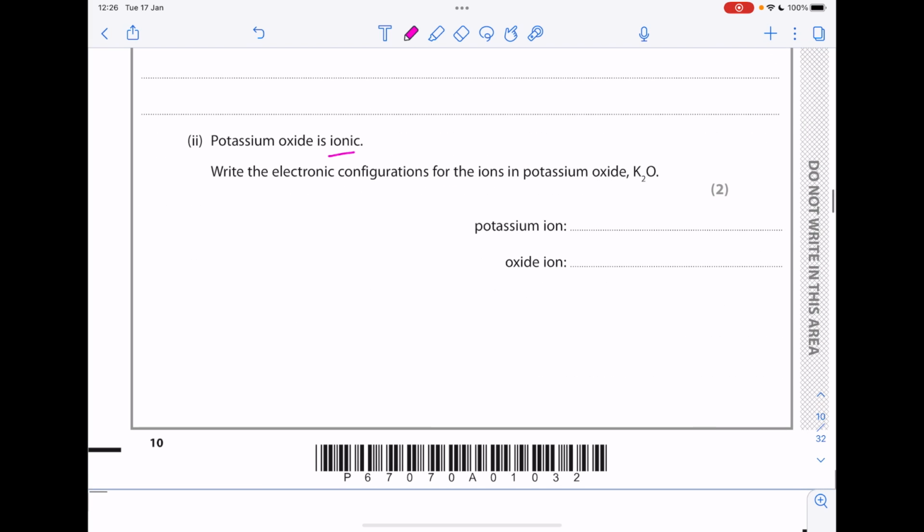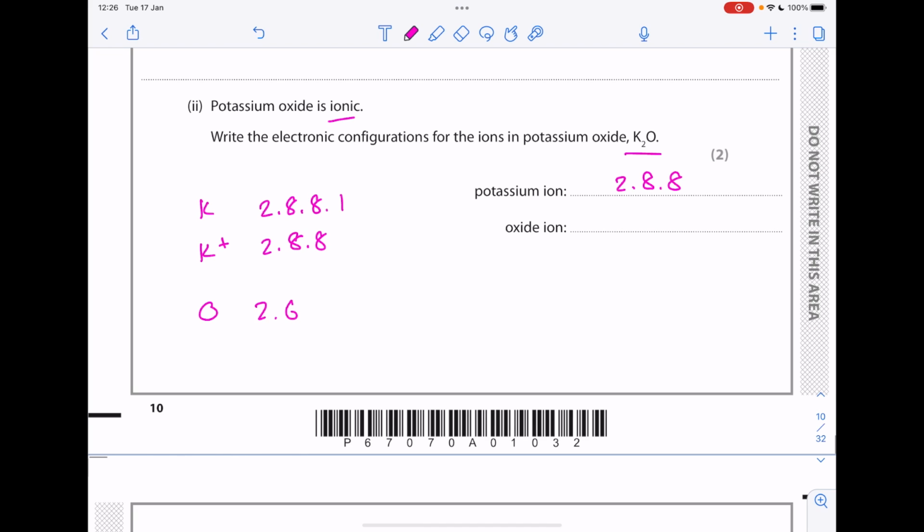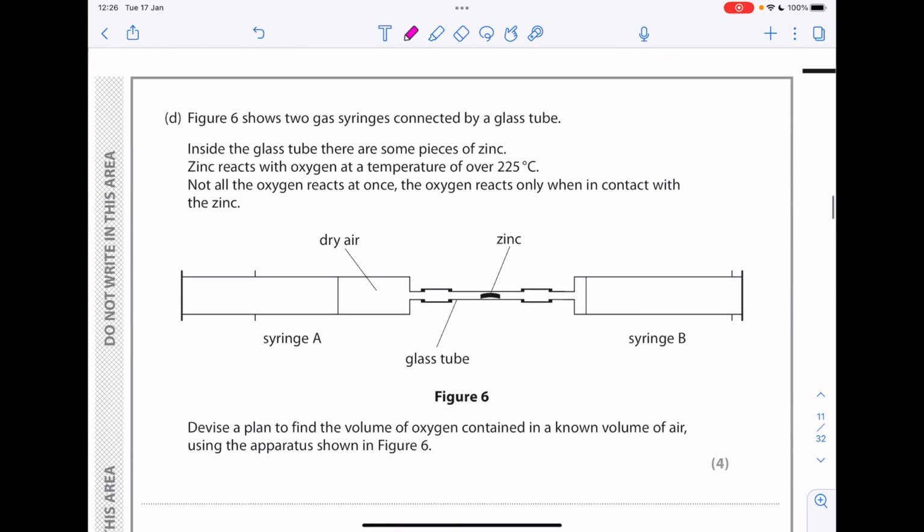Potassium oxide is ionic. Write the electronic configurations for the ions in potassium oxide, K2O. So remember, potassium was 2,8,8,1. Potassium ion has lost an electron, which is why we lose that final electron there. Now oxygen has this electronic configuration. The oxygen ion is O2 minus, which means it's gained 2 electrons to gain that full outer shell. So that's why those are the answers.